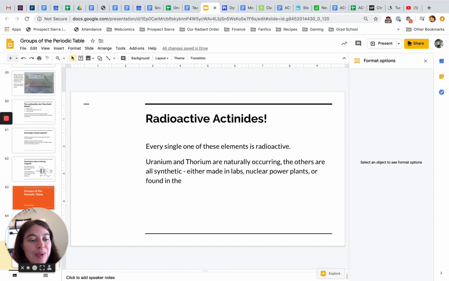And that is all we have for today on the lanthanides and the actinides. We are almost done filling out our periodic table.